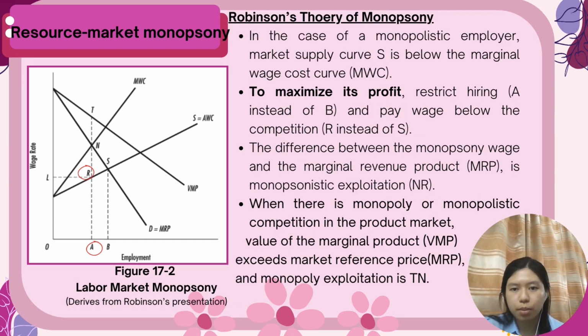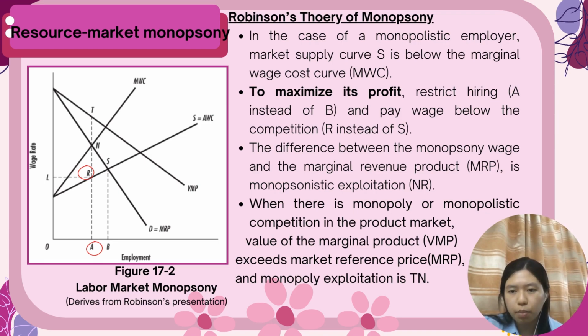According to Robinson's theory of monopsony, the market supply curve S is below the marginal wage cost curve MWC. When the firm wants to maximize its profit, the firm will restrict hiring and pay a wage below the competitive level. This means that we can see here in the graph that the firm will employ workers to A instead of B and also pay wage R instead of S.